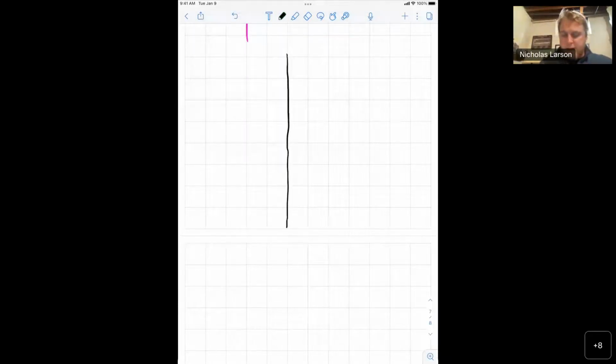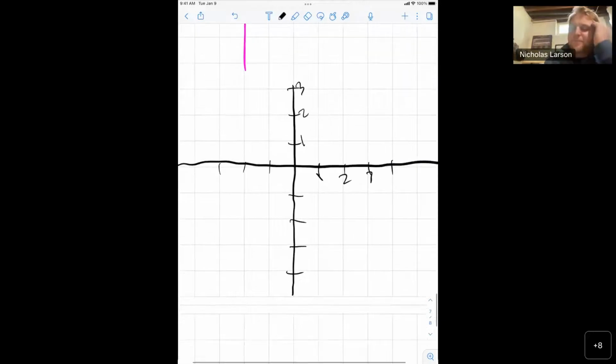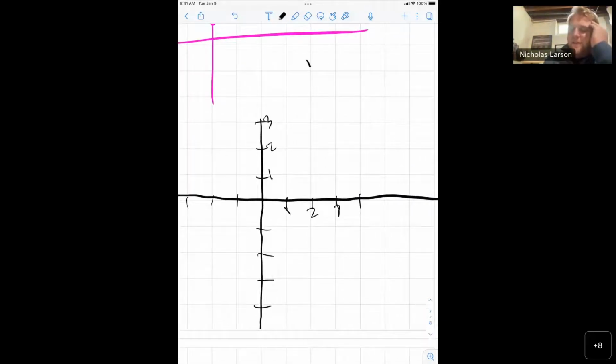So I'm going to use these lines. That was not a very straight line. 1, 2, 3, 1, 2, 3. Okay, and then again, I've got these tick marks. Use the grid, okay? That will help you space it out and be consistent throughout working the problem.